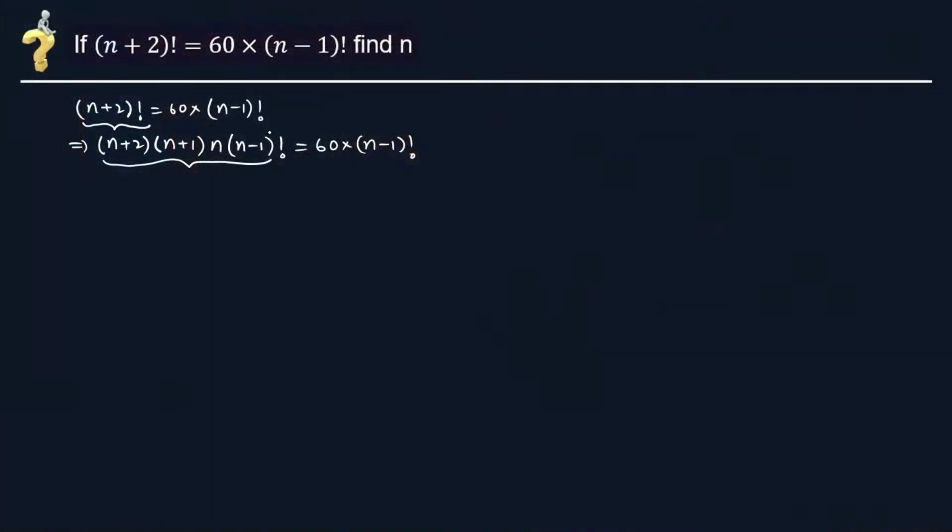Every time I'm reducing 1 from the previous term and giving a multiplication sign in between. Whenever I want to stop, I simply give a factorial sign and stop there. That's exactly what I have done here. Now from both sides, I'm cancelling (n minus 1) factorial. So we are left with (n plus 1) into (n plus 2) into n, which is equal to 60.